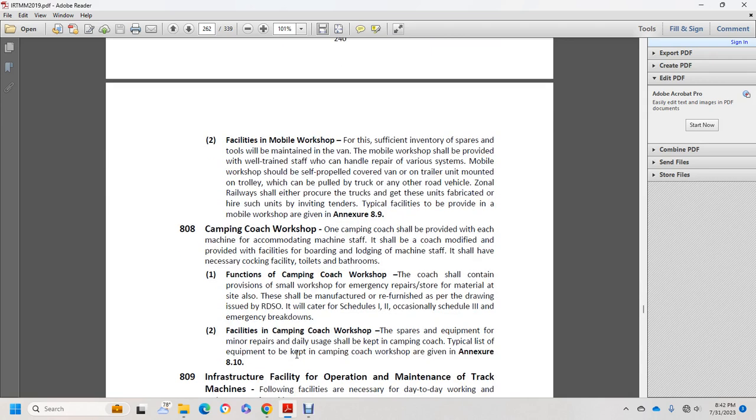Facility and camping coach workshop will be supplied with equipment for minor repair of daily usage items. The typical list of equipment to be kept for the camping coach workshop is given in Annex 8-10.